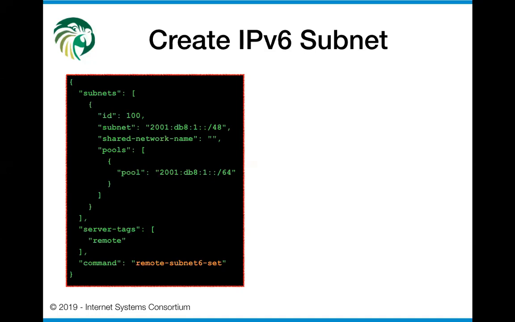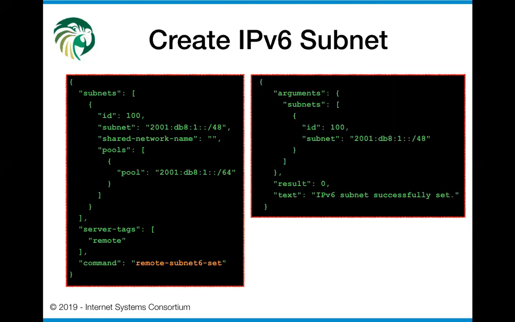We have to close off all the braces and brackets, and I'll tell you that's a pain, but again, it's nice to be automated. And in this case, we give it the server tag of remote. So this is only going to be associated with the machine with the server tag of remote. And then the command that we're sending to the server is remote-subnet6-set. And what we're going to get back is the arguments that the ID 100 at the given subnet was successfully set.